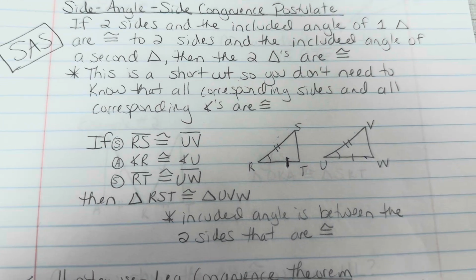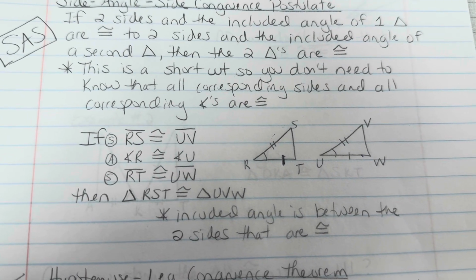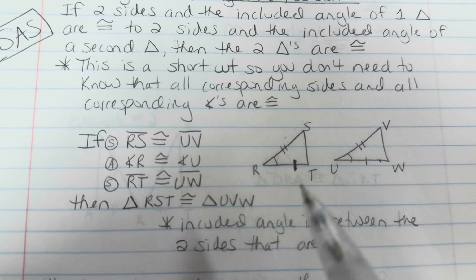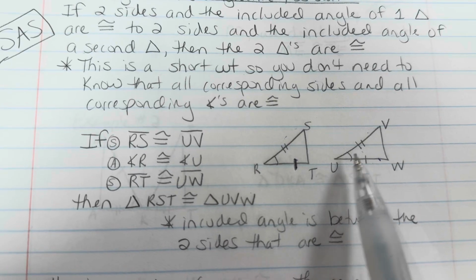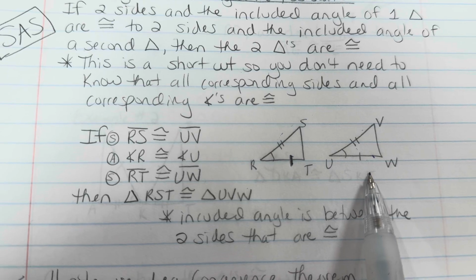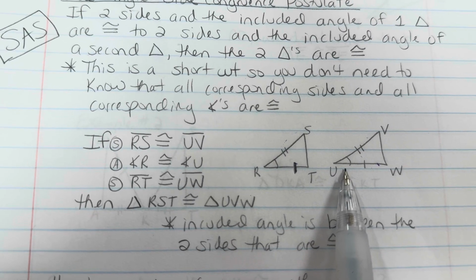It is important to note that it isn't just two sides and some random angle. It does say included angle. I like to say the sandwiched angle. If you look at the example, RS and UV are congruent. They're marked that way. RT and UW are congruent. Again, they're marked that way. Angle R and angle U are congruent, marked that way also.